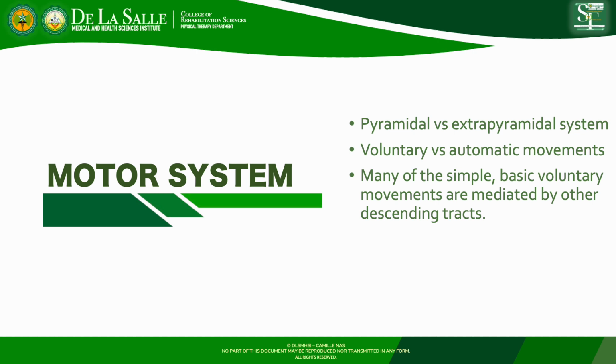So next is differentiating voluntary versus automatic movements. When we say voluntary movements, these are under our own command. These are consciously controlled by our own brain. If we want to move or lift our finger, that's voluntary.